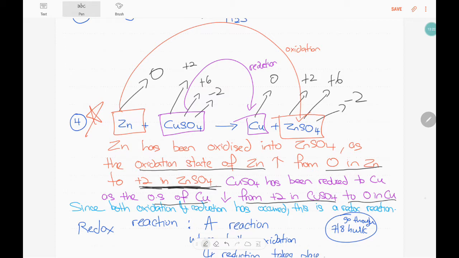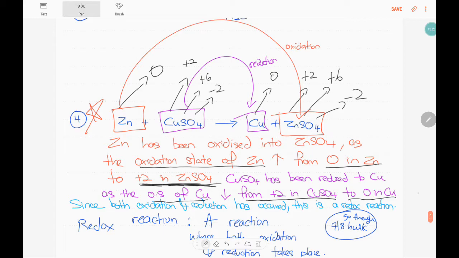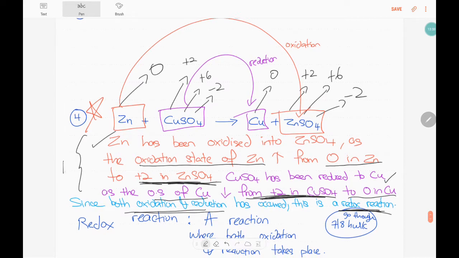On the other hand, copper sulfate has been reduced to copper as the oxidation state of copper decreased from +2 in copper(II) sulfate to 0 in copper. Since both reduction and oxidation have occurred, we call this a redox reaction. So this is the template we use when the question asks us if this is reduction or oxidation. We explain that it is oxidation, it is also reduction, so both have occurred. Therefore, this is a redox reaction. So this is the template that we've talked about.